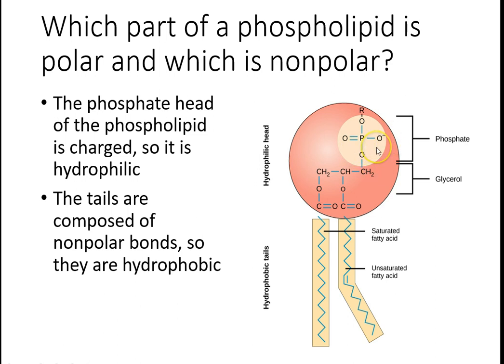Remember those oxygens are going to make it very polar. So what we see is that the phosphate head of the phospholipid, because of that phosphate group, is going to be charged and therefore polar or hydrophilic. The tails are only made up of carbon and hydrogen, which form nonpolar covalent bonds, and so this part is hydrophobic and tends to stay away from water.